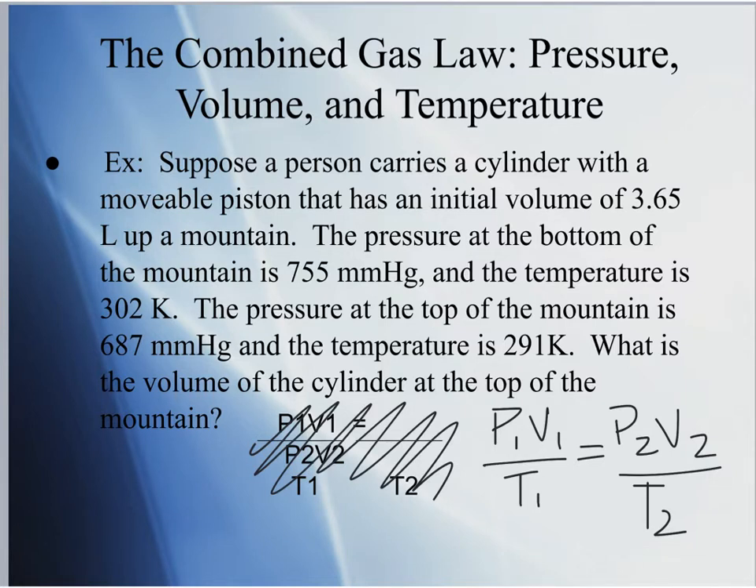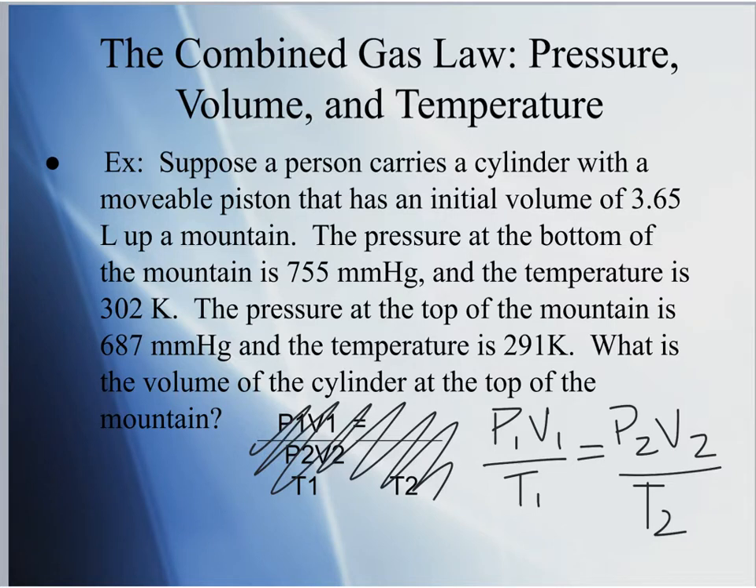All right, so the pressure at the bottom of the mountain is 755 millimeters of mercury, and the temperature is 302 Kelvin. The pressure at the top of the mountain is 687 millimeters of mercury, and the temperature is 291 Kelvin. What is the volume of the cylinder at the top of the mountain?